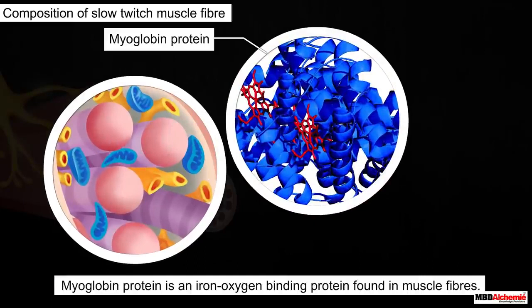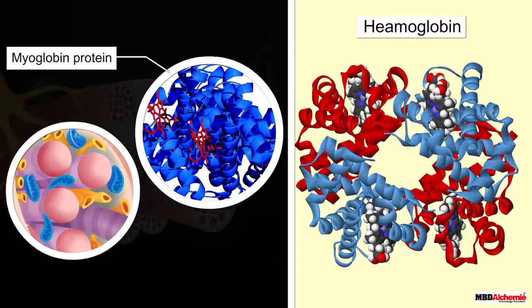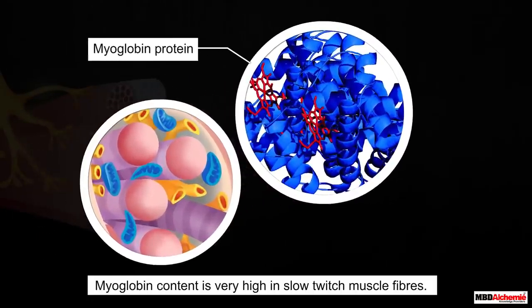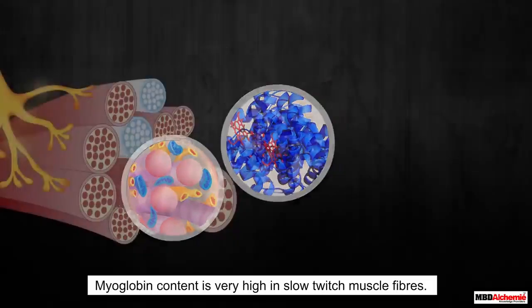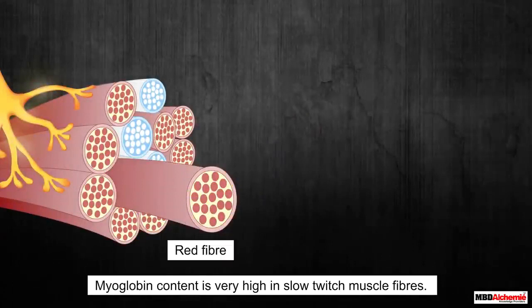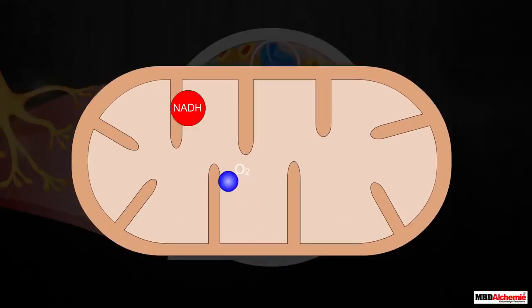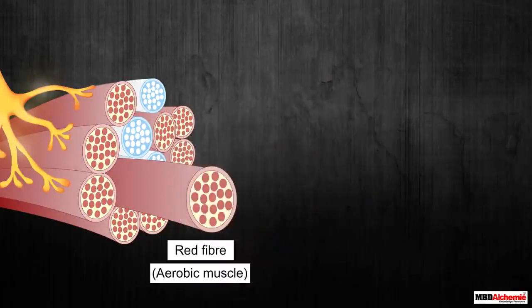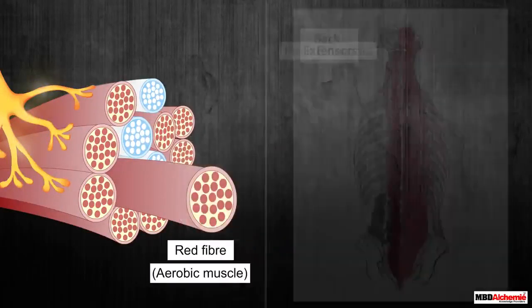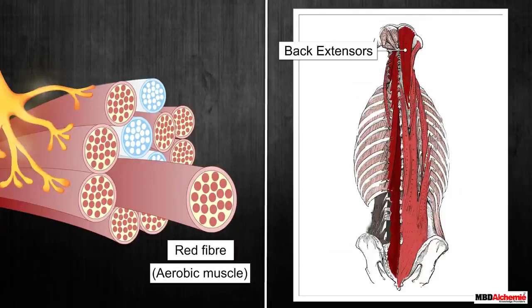It is an iron-oxygen binding protein found in muscle fibers. It is similar to the hemoglobin present in red blood cells. Myoglobin content is very high in slow-twitch muscle fibers. Thus, these muscles are also called red fibers. The second component is mitochondria. These muscles also contain a large number of mitochondria, which can use the oxygen stored in them for ATP production. These muscles, therefore, are also known as the aerobic muscles. For example, extensor muscle on the human back.